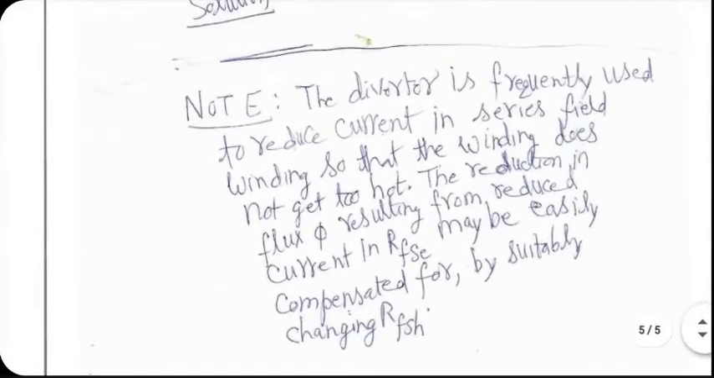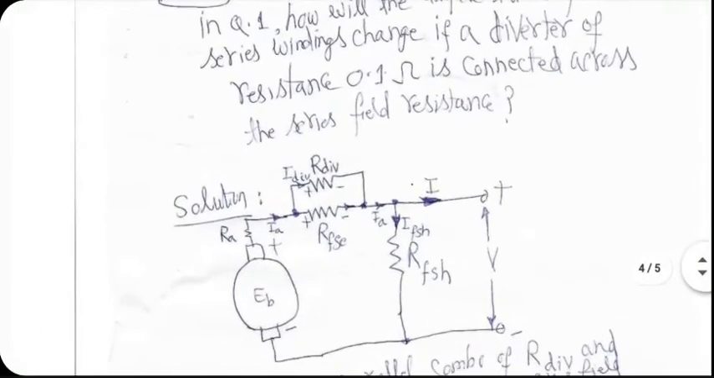Why is the diverter practically significant? The diverter is frequently used to reduce current in the series field winding so that the winding does not get too hot. The reduction in flux phi resulting from reduced current in RFSE may be easily compensated for by suitably changing RFSH. So the dynamic compound winding gives you a lot of flexibility. Suppose the series field winding gets too hot, you will put a diverter, which is already there. You will simply switch it in. That's it. The switch will be there already. You just turn on the switch, so the diverter comes into the game.